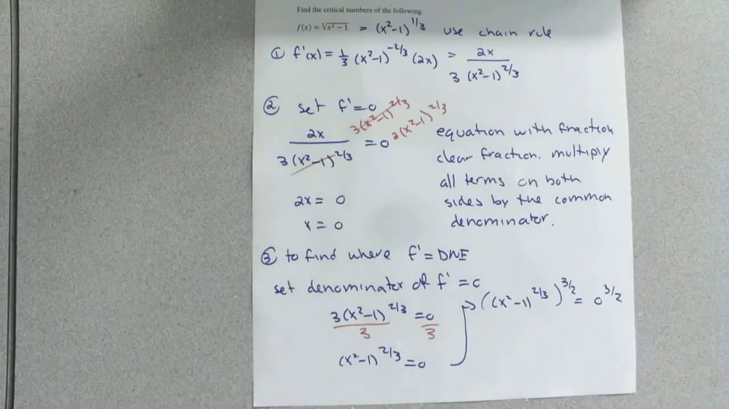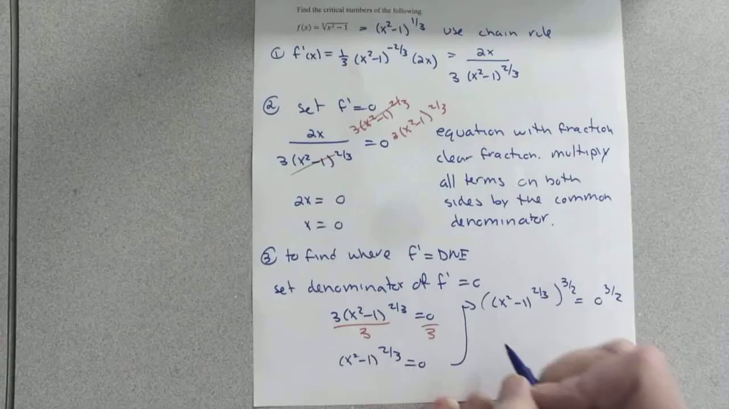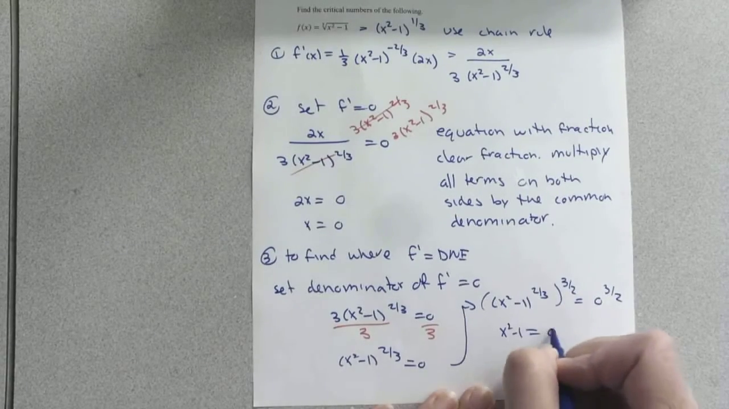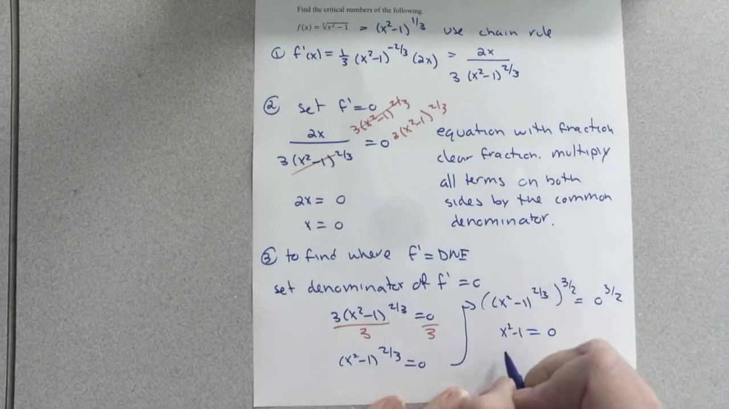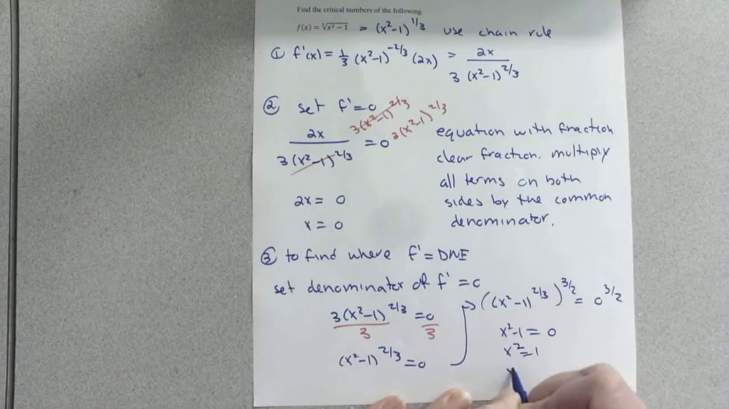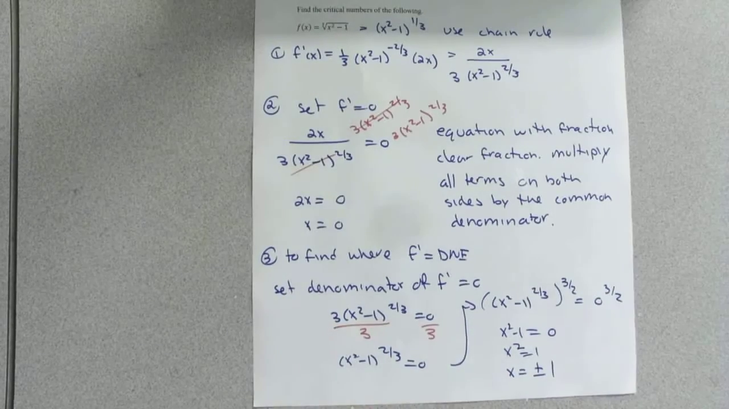Raise both sides to the reciprocal power. And so I'm going to get x squared minus 1 equals 0. 0 to any exponent other than infinity is 0. And then x squared equals 1. And very importantly, when I take the square root of both sides, plus or minus 1. And so there are my critical numbers. 3 numbers, -1, 0, and 1.